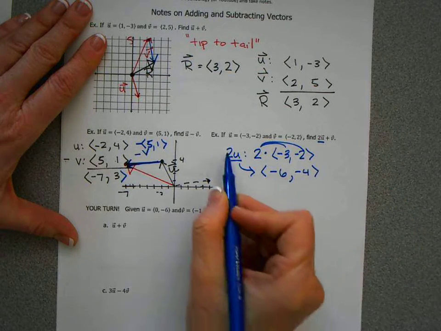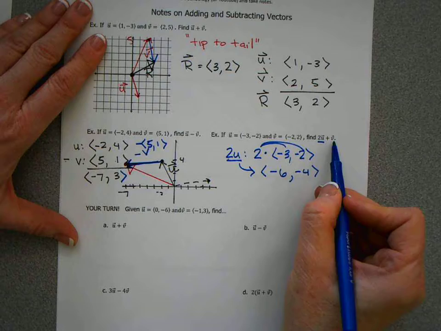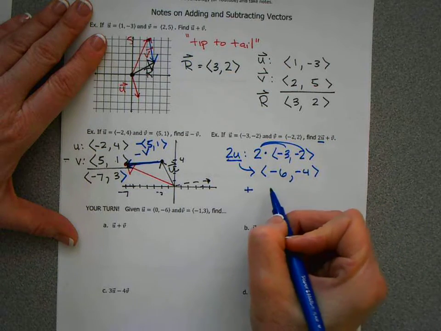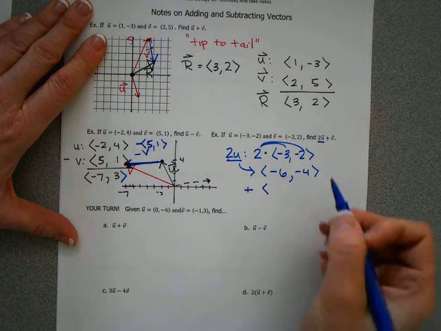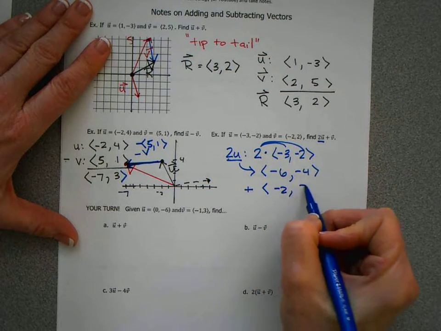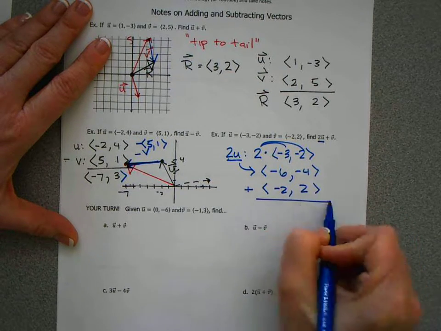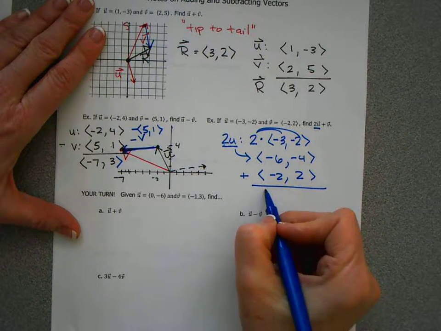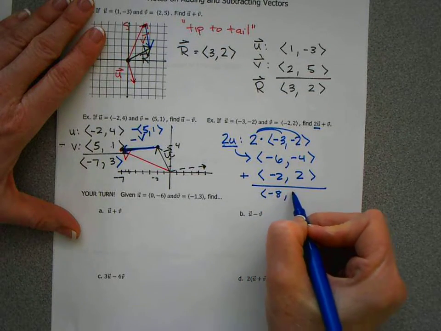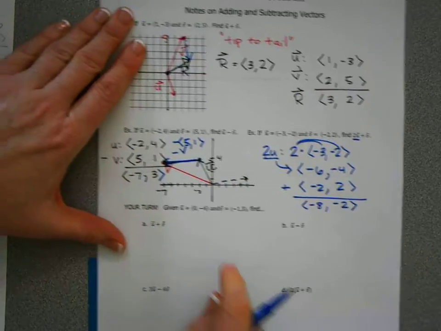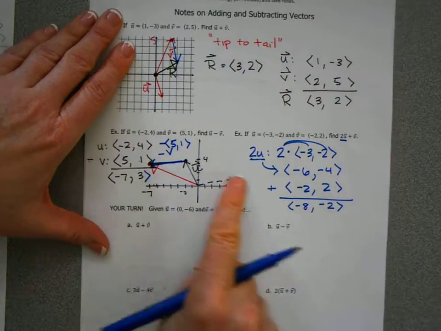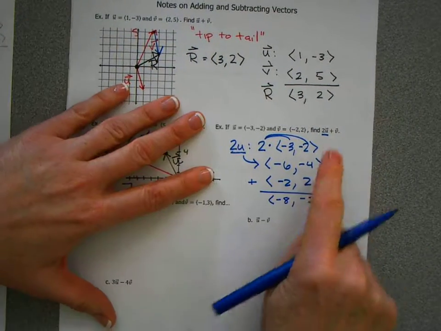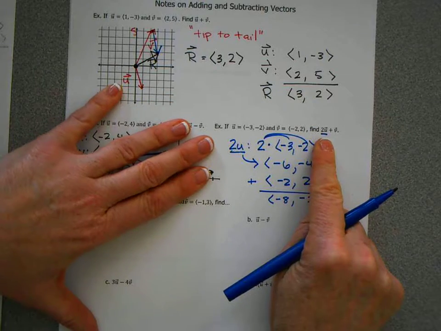So there's u, and what I'm going to do is add it to v, which is negative 2, 2. Okay, and then I'm just going to combine from here. And I get negative 8, negative 2. So here we have the subtraction of vectors, and here we have the combination. We're doing operations with vectors.